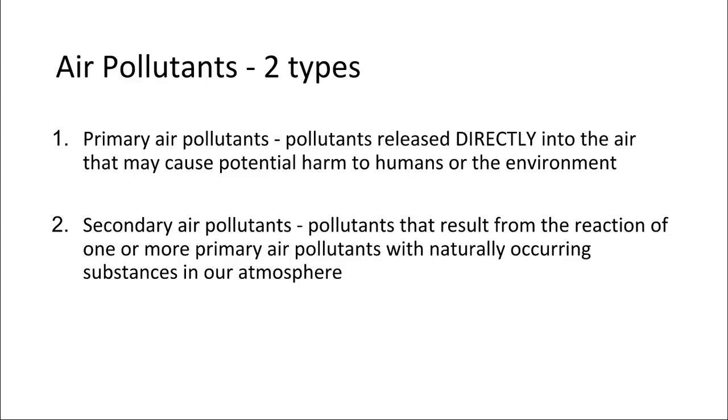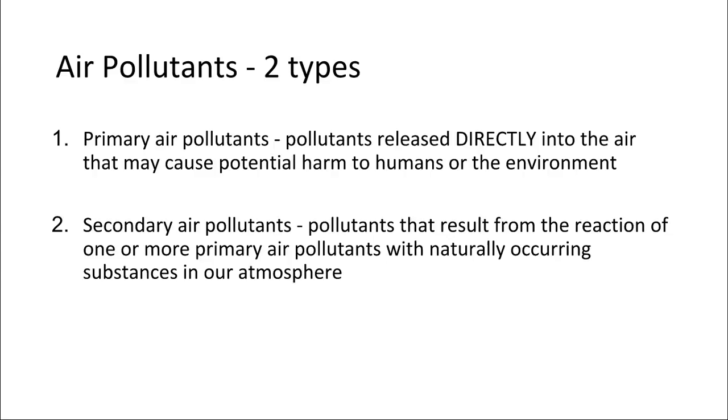There's two types of air pollutants. First type is primary air pollutants, and those are pollutants that are put directly into the atmosphere that can cause harm to human health or the environment. Things like nitrogen oxides and particulate matter and carbon monoxide, those are examples of primary air pollutants. And we'll talk about all six of them in the slides that follow.